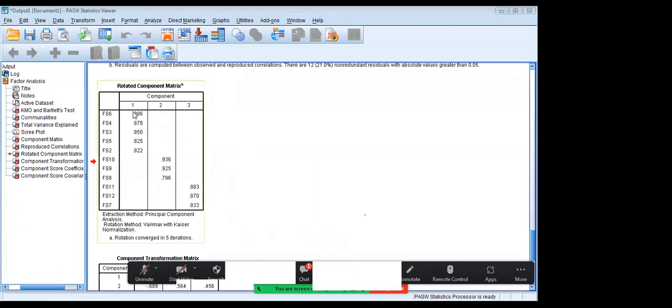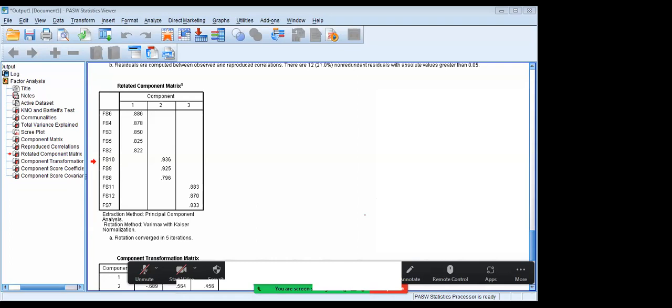And look at the loading. This is called factor loading. Can anyone tell me the meaning of factor loading? What is factor loading? Sir, correlation of one to all variables, sir. Correlation coefficient of one variable, one to all.